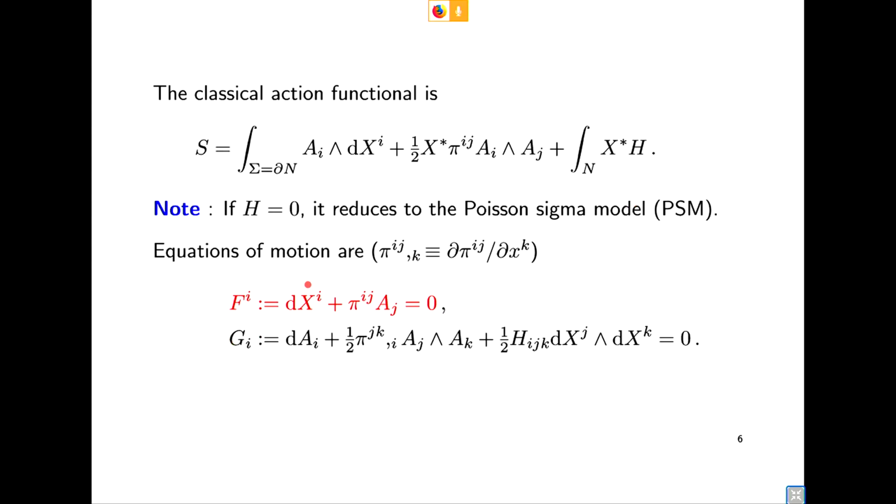We have two equations of motion, but the important one is the first one, the equation of motion for A, this one. It is obtained from the normal variational principle of analytical mechanics from this action.